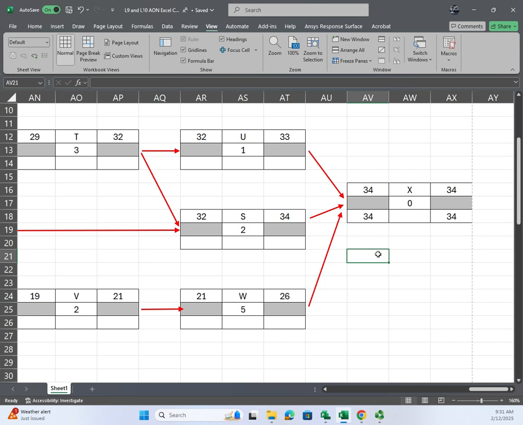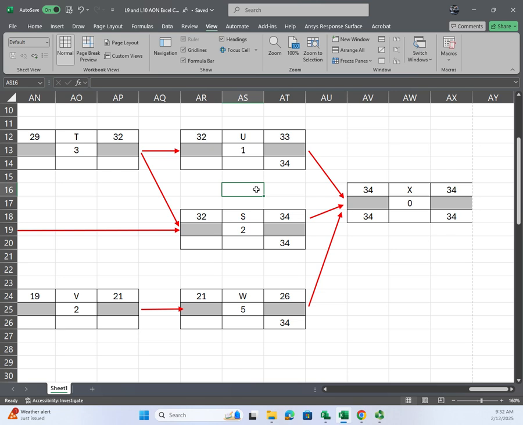Okay? Make sense? Okay. So now when I go backwards, I got to go from X carries back to the late finish for U, S, and W. And it's always the longest number. So 34 is going back here into here. This one is 34. And this one is 34. Okay?